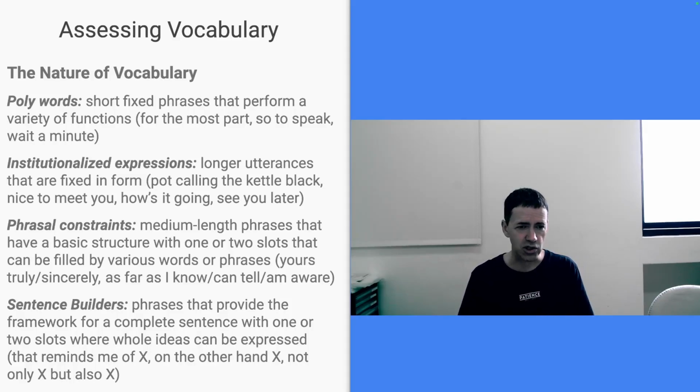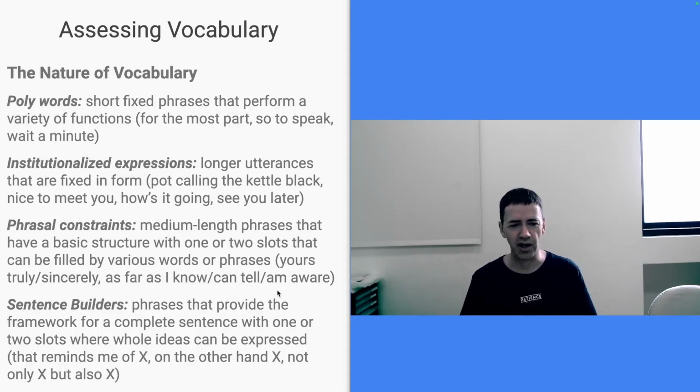Or we have institutionalized expressions like longer utterances that are fixed in form, like the pot calling the kettle black. Nice to meet you. How's it going? See you later. We have phrasal constraints. These are medium length phrases that have a basic structure with one or two slots that can be filled by various words or phrases. So for example, you could say yours truly, or you could say sincerely. Or you could say as far as I know, as far as I can tell, as far as I'm aware.